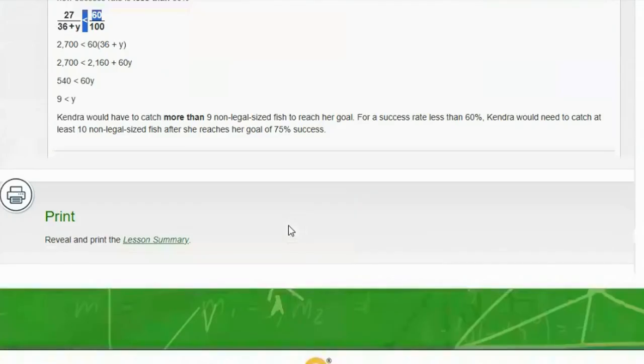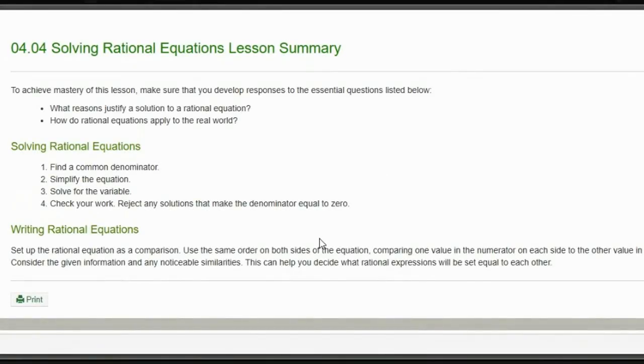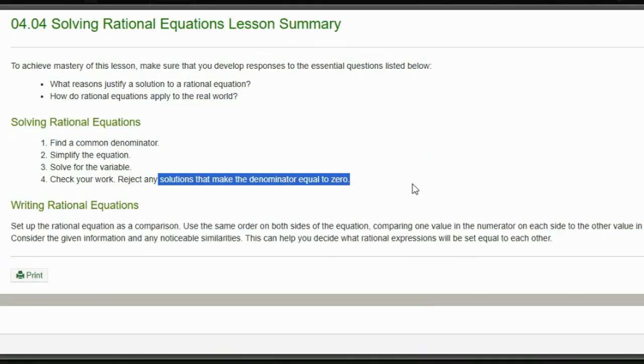So, all right. Lesson summary already. We'll do some example problems on the next page. Solving rational equations: find a common denominator, simplify the equation, solve for x, check your work. And then, like they had that first one that had an x equals 0 that they had to throw out as an extraneous solution.